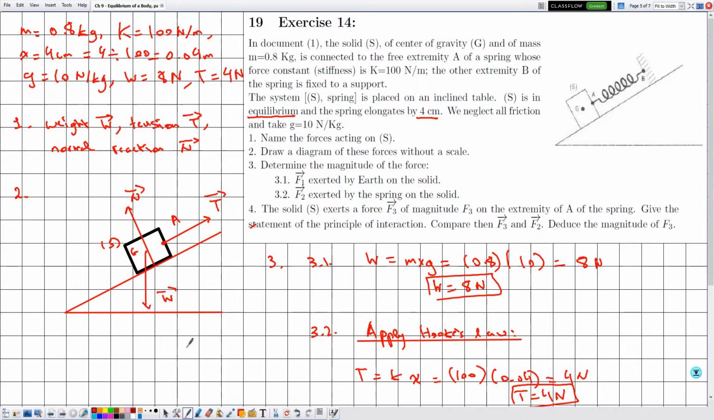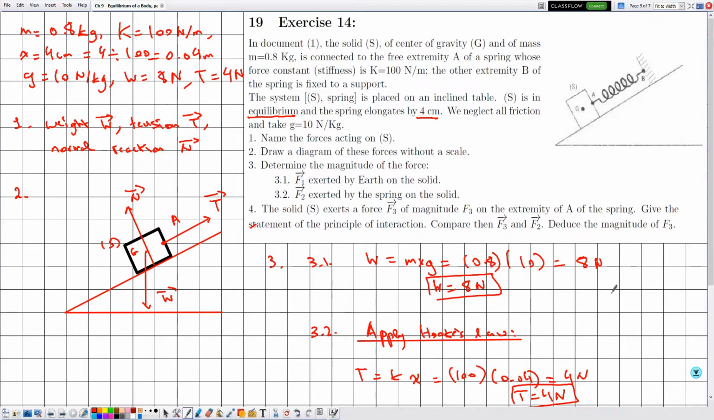So whenever we have 2 ways to choose, whether the condition of equilibrium or Hooke's law, as a first choice we always use Hooke's law, and the second choice will be the condition of equilibrium. So one should always keep this in mind. Now in number 4 they are telling me the solid S exerts a force F3 of magnitude F3 on the extremity A of the spring.